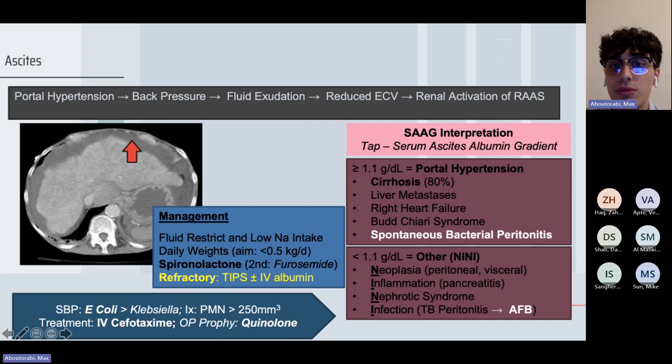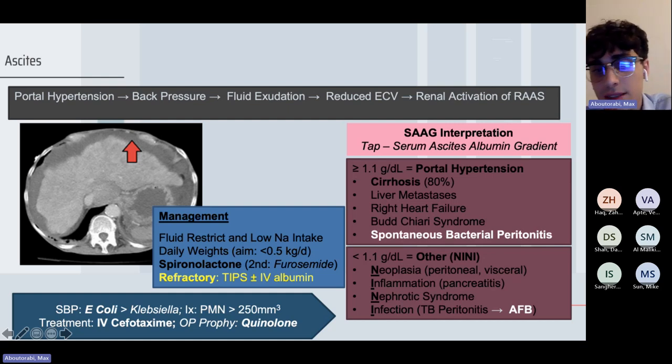And the reason you'd want to take some of the ascitic fluid is you'd want to send it off for something called SAAG interpretation. This stands for serum ascites albumin gradient, in which you measure the levels of albumin in the blood and the ascitic fluid. And as you can see here, if the ratio comes out at greater than or equal to 1.1, then the cause is likely to be due to portal hypertension.